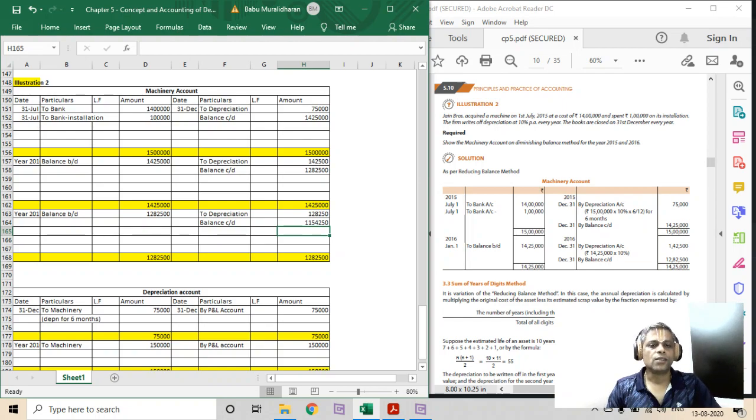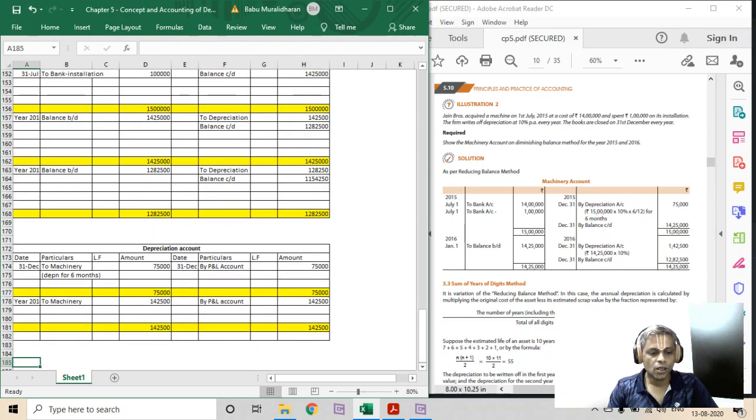Okay, so this is clear, right? How this is being charged in the diminishing balance method. And in case of depreciation, it is 1,42,500. Year 1 it is 75,000 because it is for 6 months and at full value. Year 2 it is 1,42,500, and that will be transferred to P&L at 1,42,500. Hope this is clear, right?